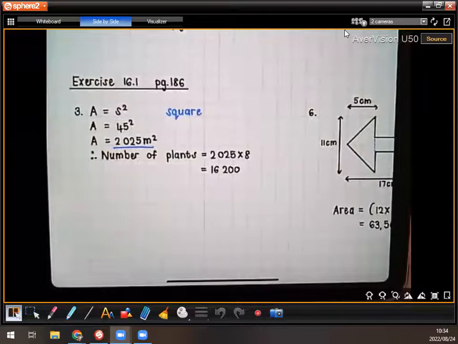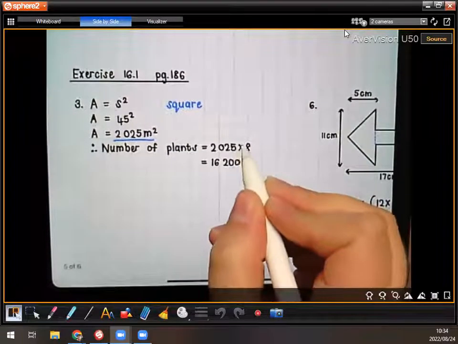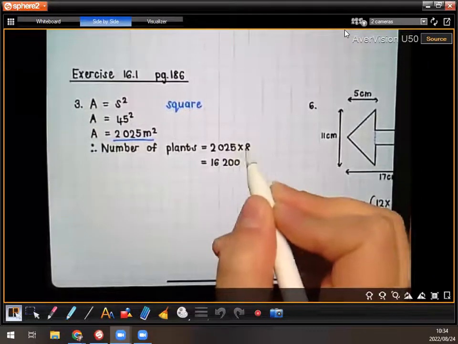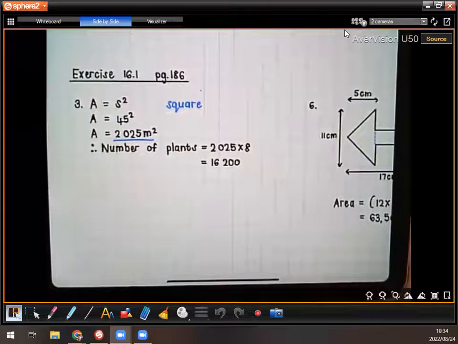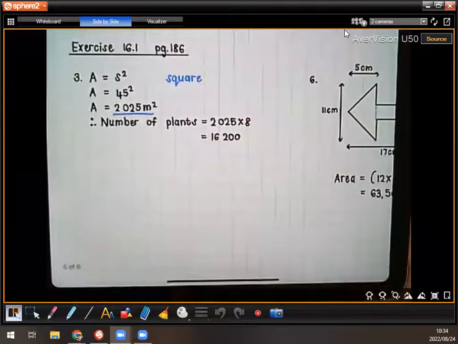2025 blocks times 8 on each block, right? So you have to times. Many of you are dividing. Okay, you have to times, because in each block there are 8 of them. So it makes sense if you times it, right? Every single block will give you 8 plants. So there were actually 16,200 plants. That's a lot.